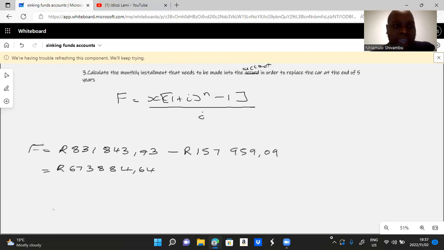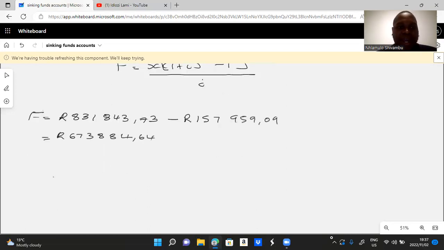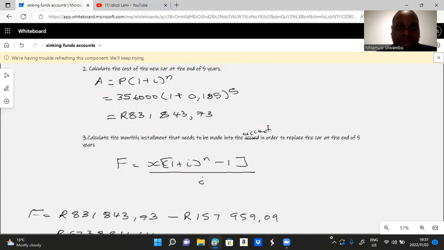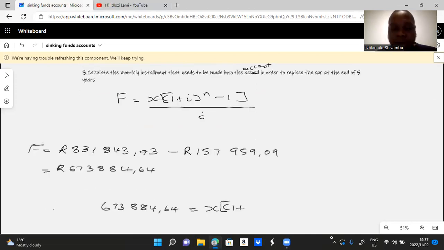So now when we are working with this question, we know the F now, right? So we're going to put 673,884.64 equals to, we're trying to calculate the monthly installment, right? We don't know it, it's the X. So we leave it there as X. And then we've got 1 plus I. What is the I there? It's the interest rate of the account. And the interest rate of the account is 12% per annum, compounded monthly.